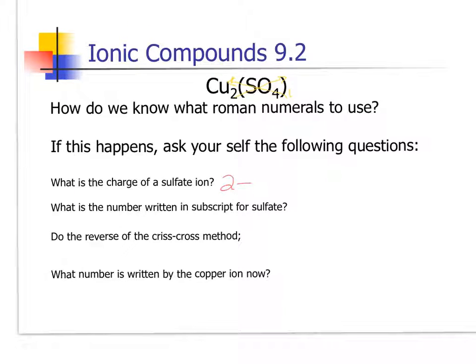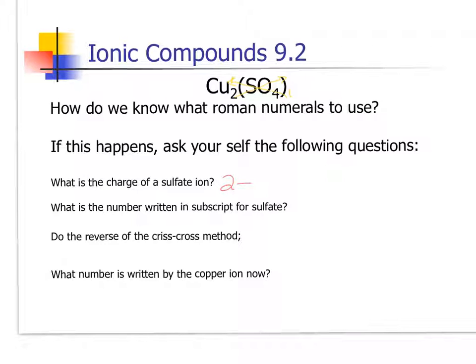So how do we go back to figuring out the copper? Well, we need to know what Roman numerals to use. We have to answer those questions. What is the charge of the sulfate ion? Well, it's a -2. It's always a -2, and that's very important, because all the anions are going to have the same negative charge all the time. Sulfate is always going to have a -2. Chloride is always going to have a -1, and so on and so forth.